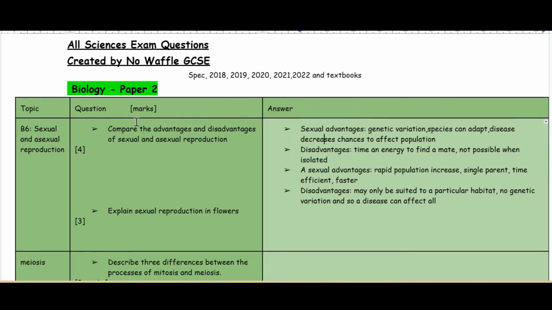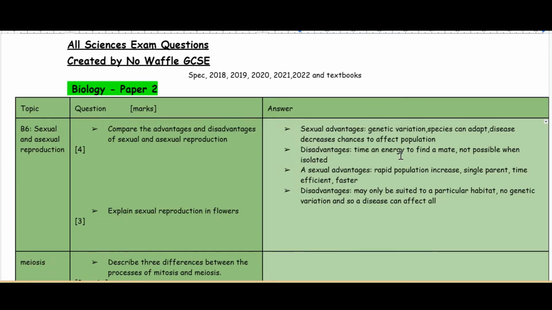Sexual reproduction advantages include there being genetic variation. The species can therefore adapt, and the chance that they'll get a disease decreases because it's less likely to affect a population. Disadvantages include that it requires time and energy in order to find a mate, and it's not possible if you are isolated. Asexual advantages are that it allows a very rapid population increase, only requires a single parent, and is very time efficient, so overall it's much faster. Disadvantages are that it may only be suited to a particular habitat, so there might not be any genetic variation and therefore a disease could affect the entire species.